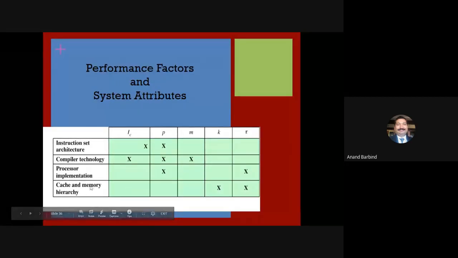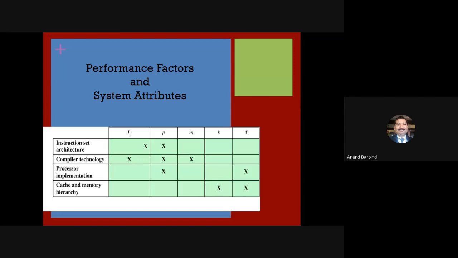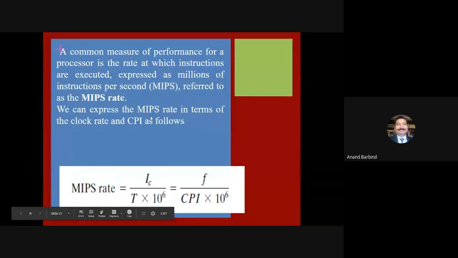Okay, so like this, when you are designing a particular computer, all these parameters matter: the instruction set of the processor, architecture, compiler technology, the processor implementation, the cache memory, and the memory hierarchy. That means how many levels of cache are there, and how is the final memory, the primary memory, implemented. So that matters. So these are the system attributes that are compared with the execution of the program.